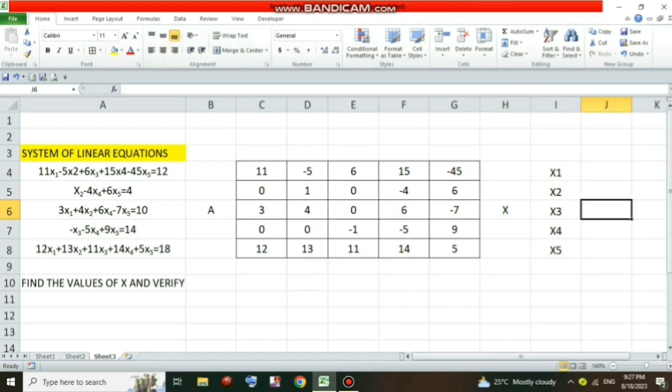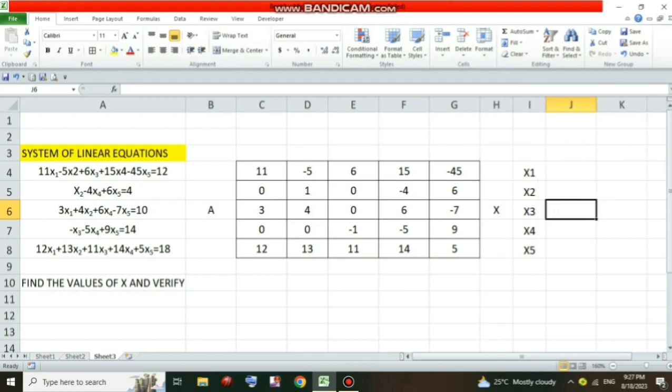Similarly, let me list out B. Let me reduce the size of it, because here I don't get enough space. Okay, now I've got enough space. B is nothing but all the constants that exist on the right hand side of all the equations. So 12 is in the first equation, 4 is in the second equation, 10 is in the third equation, 14 is in the fourth equation, and 18 is in equation number 5.